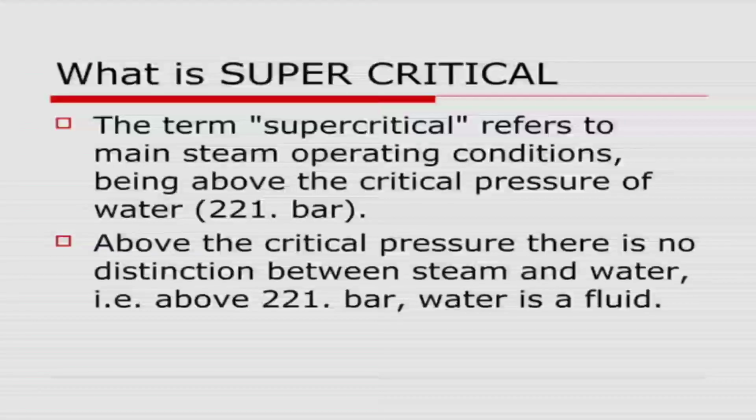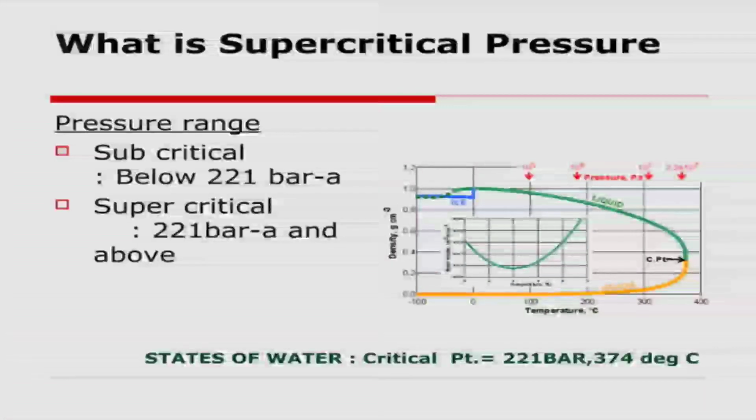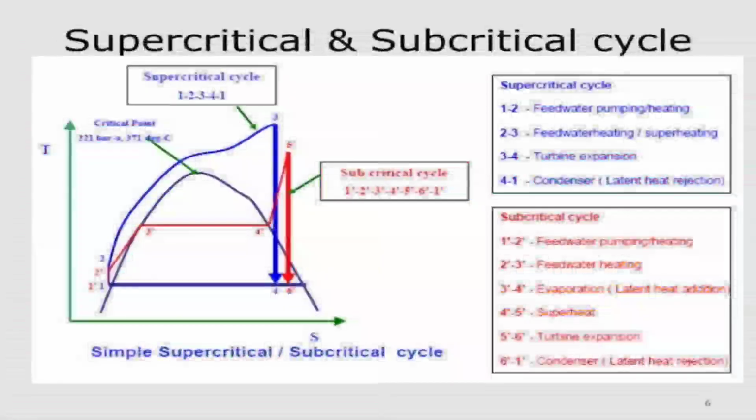The term supercritical refers to the steam operating condition being above the critical pressure of water, that is 221 bar. Above the critical pressure, there is no distinction between the steam and water. Above 221 bar, the water is a fluid. The pressure range below 221 bar is subcritical, and above 221 bar it is the supercritical range.